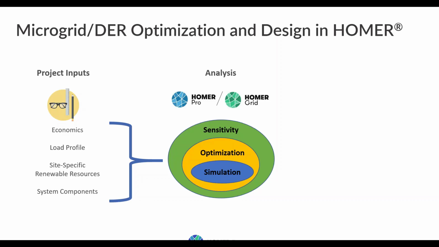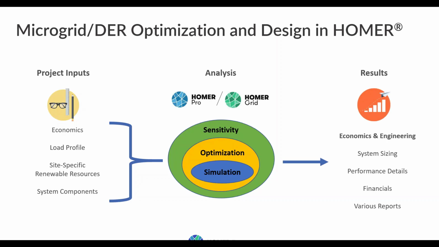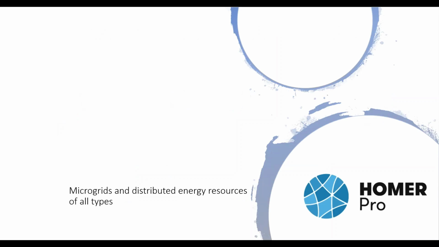HOMER then steps through the 3 nested processes I talked about in the last slide: simulation, optimization, and sensitivity. And then it provides detailed results, not only on the economics of the system, but also on exactly what's going on, literally in every hour, if that's what you need to know, or every minute if you did 1-minute modeling.